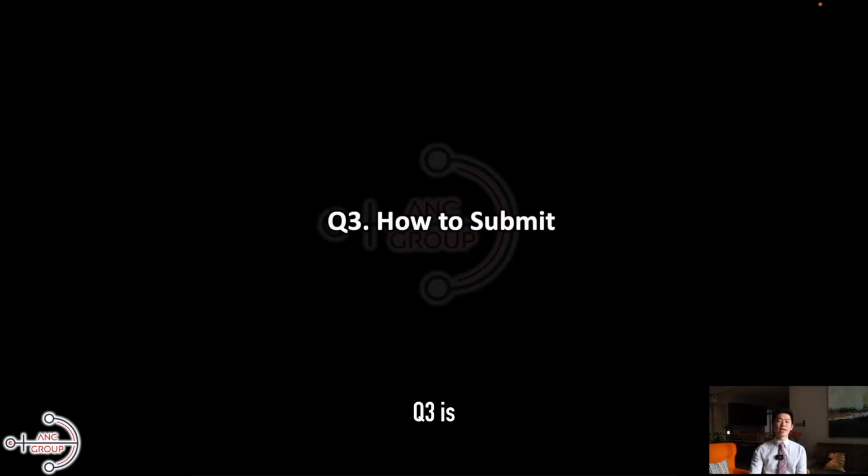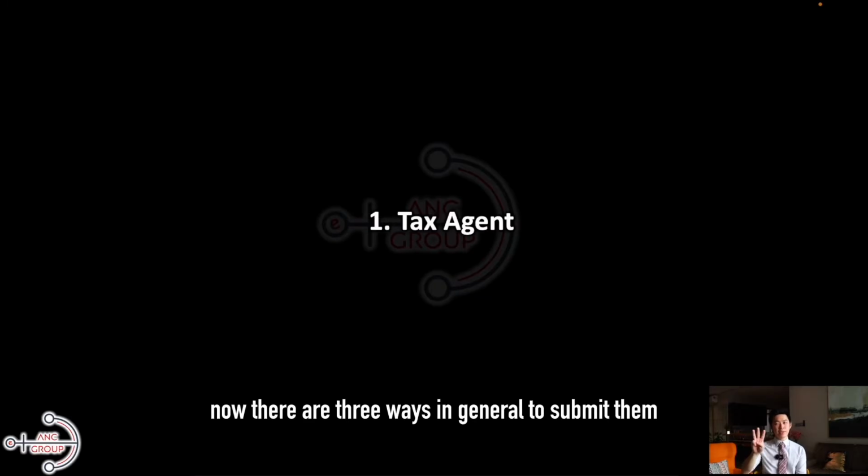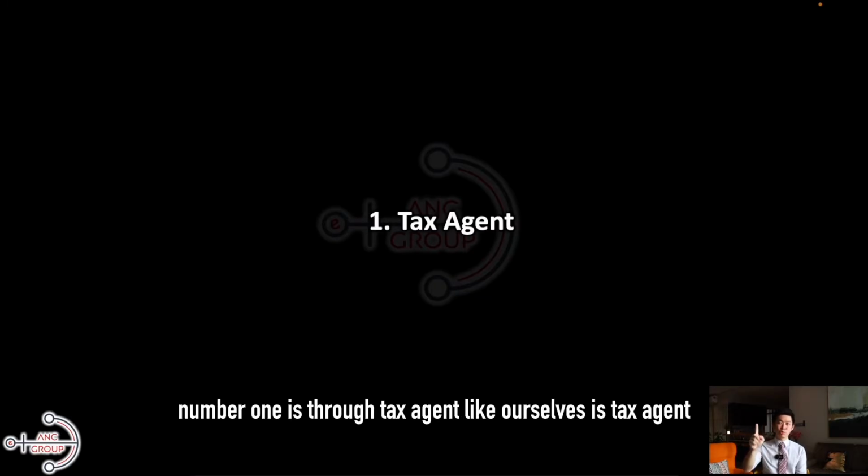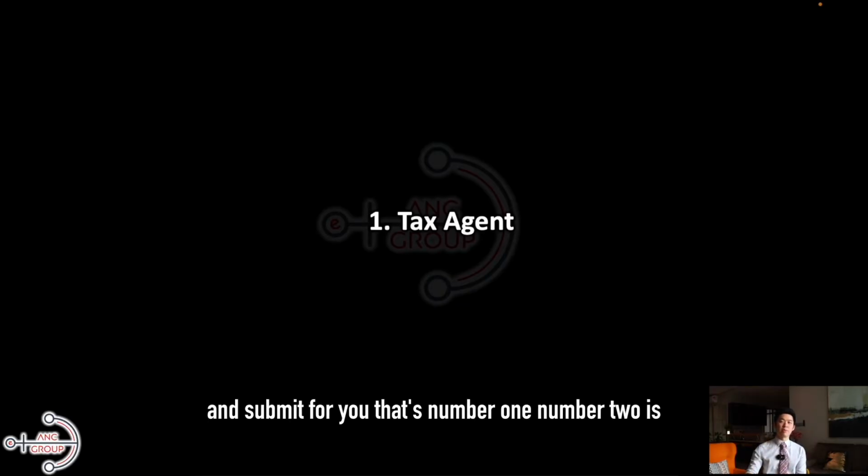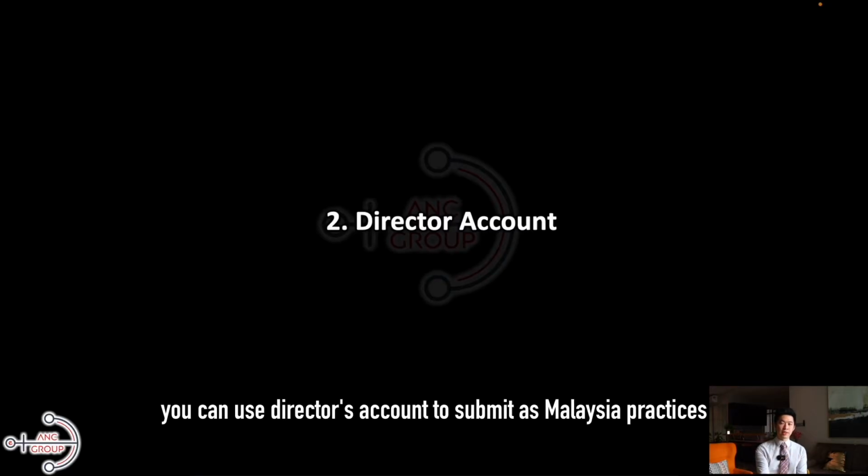Question number 3 is how to submit Form E and CP8D. Now, there are 3 ways in general to submit them. Number 1 is through a tax agent, like ourselves, we are a tax agent. You can engage a tax agent to submit for you. Number 2 is you can use the director's account to submit.